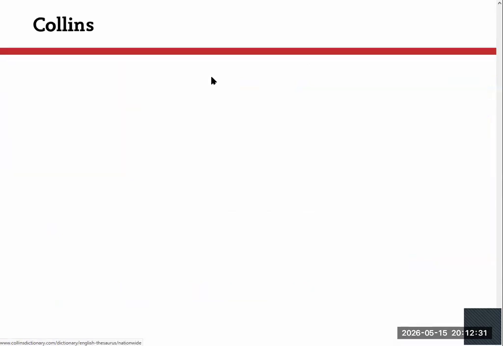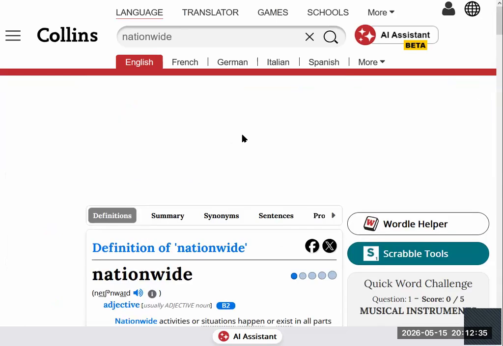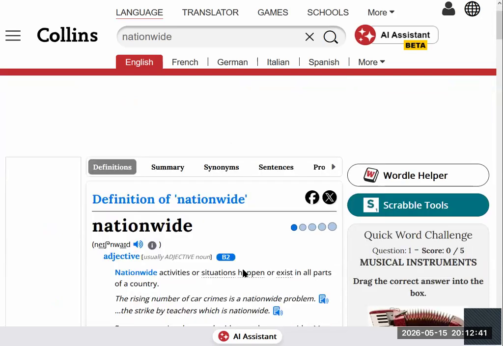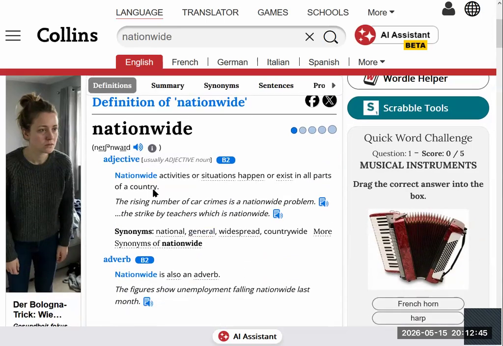Nationwide attention, nationwide ban. If something's been banned, it's been banned nationwide. It just means it's been banned everywhere in this nation. I think that's really what I would say it means. So nationwide activities or situations happen or exist in all parts of a country. All parts of a country.